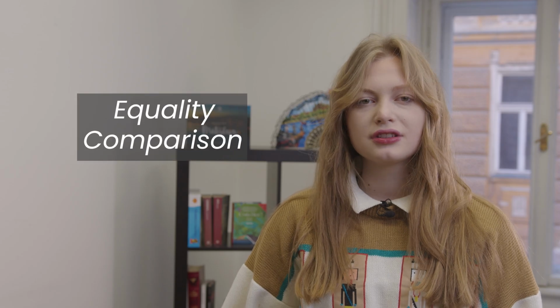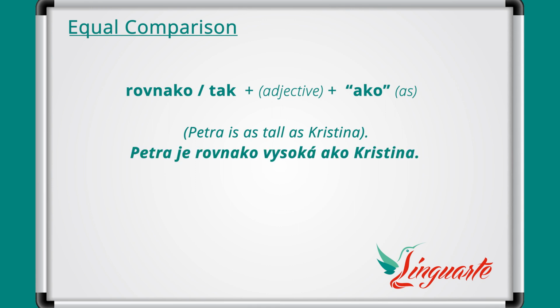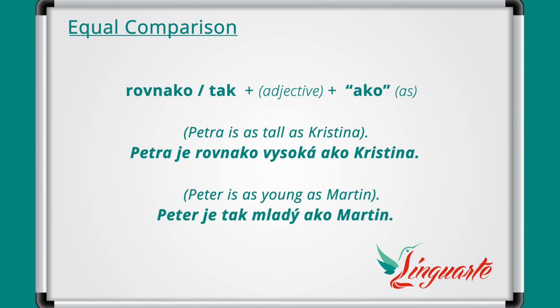Equality comparisons. These comparisons are made using the word rovnako, tak, or as, plus the regular adjective plus ako. For example, to say Petra is as tall as Kristýna, we say Petra je rovnako vysoká ako Kristýna. Peter is as young as Martin. Peter je tak mladý ako Martin. In these comparisons, the compared words don't change in any way, except it needs to have the same gender as the noun.